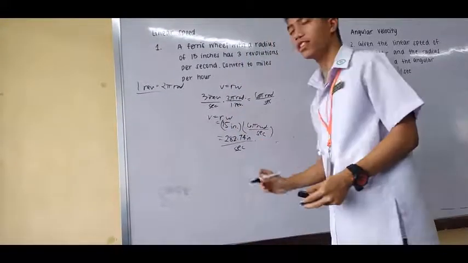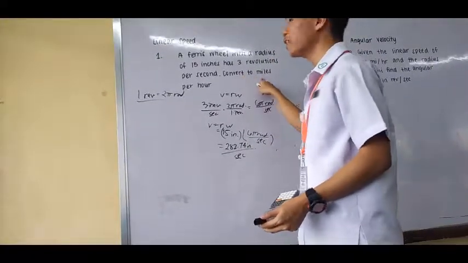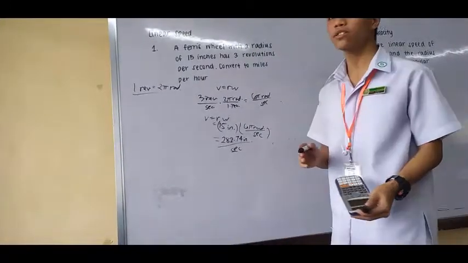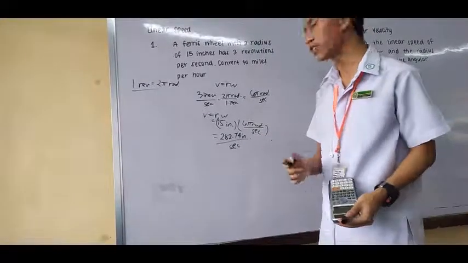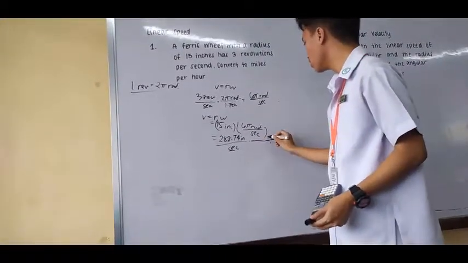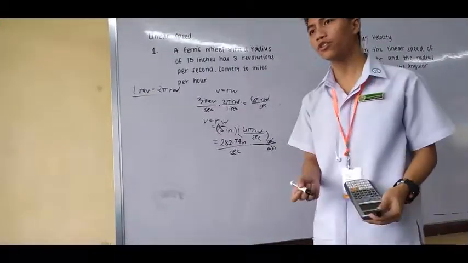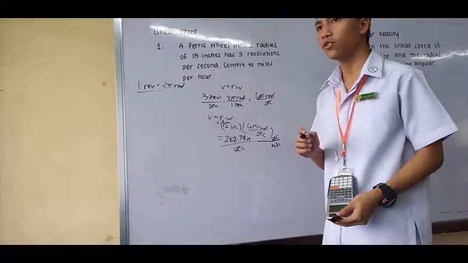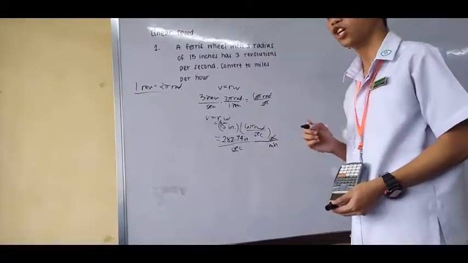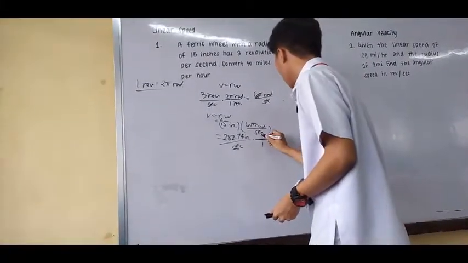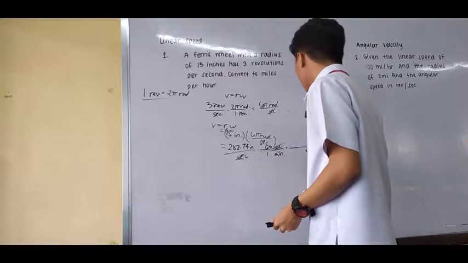Now, this is not yet the final linear velocity since we are asked to convert it into miles per hour. So what we're going to do is convert the unit and also the time. First, we should convert the time. We're going to convert it first into minutes, or if you want, you can go to hours, where 1 hour is equal to 3,600 seconds. But first, let's solve the basics. And now we can cancel out seconds. Then let's convert it into hours.